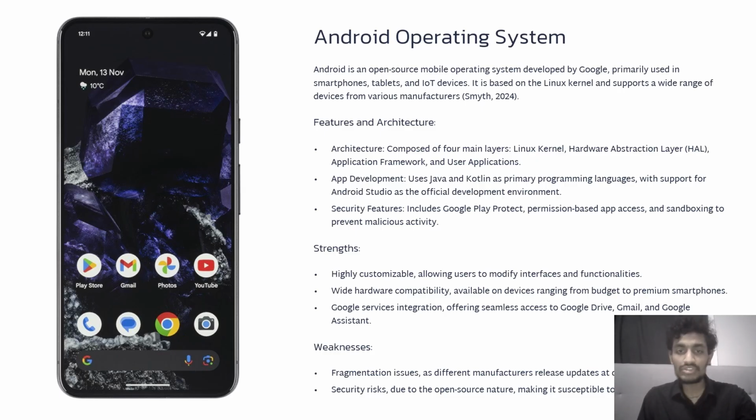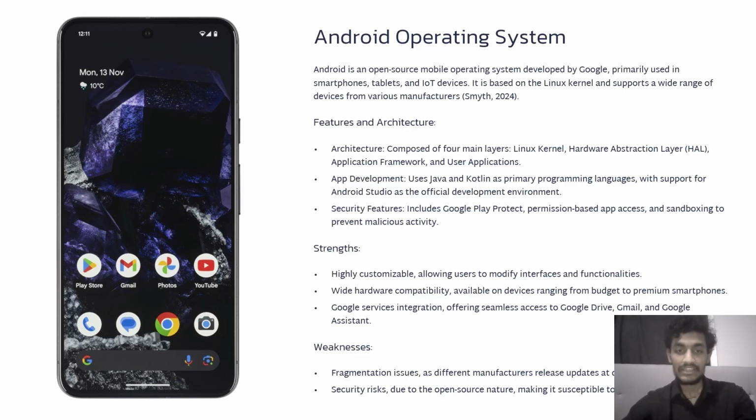It is composed of four main layers: Linux kernel, hardware abstraction layer, application framework, and user applications. Its app development uses Java and Kotlin as primary programming languages, with support for Android Studio as the official development environment. Security-wise, it includes Google Play Protect, permission-based app access, and sandboxing to prevent malicious activity.